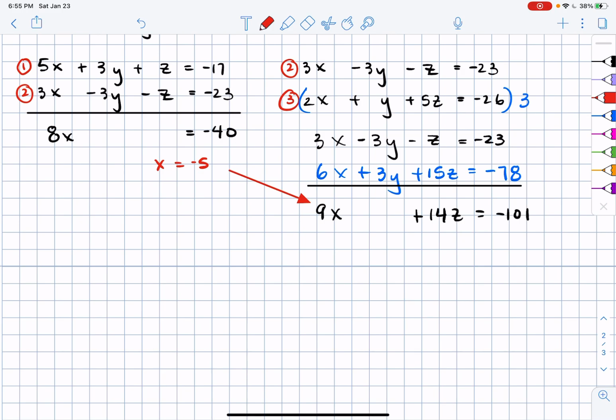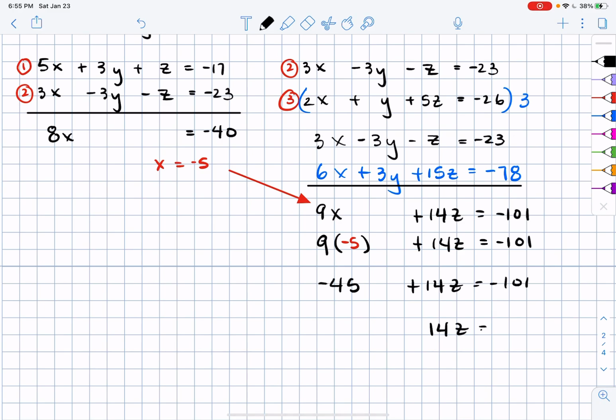So now I have 9 times that negative 5 plus 14z is equal to negative 101. So I have here negative 45 plus 14z is equal to negative 101. I've got to add the 45 over, and I'm going to get 14z is equal to negative 56. So z is going to equal negative 4.